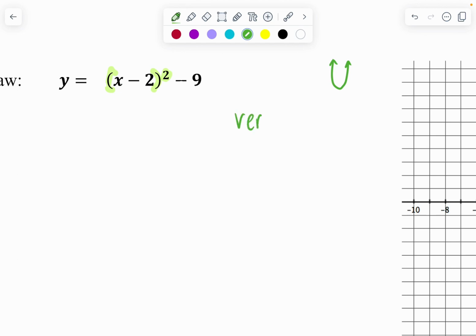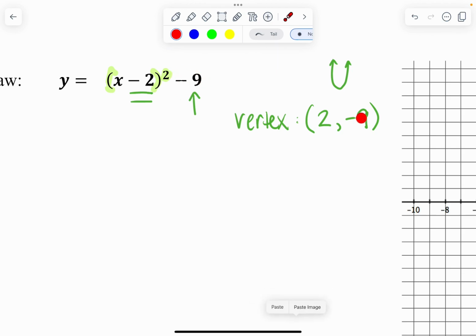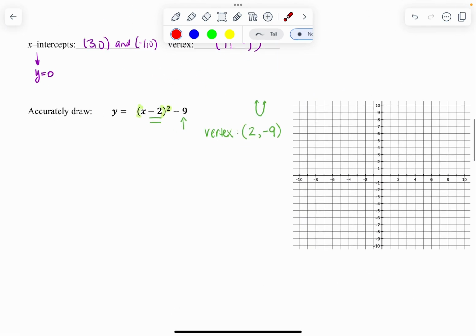So remember, the vertex you get by changing the sign of the parenthesis. So whatever number is hanging out with the x, in this case, -2, we're gonna do a sign change, and then we take the number in the back and we leave that number alone. So you're just pulling them in order, taking the opposite of the numbers in parentheses and then keeping the number in the back the same, and that's your vertex.